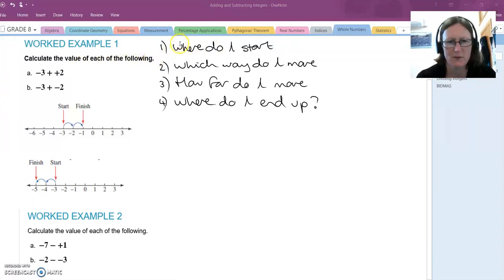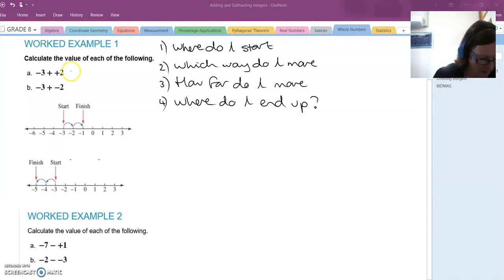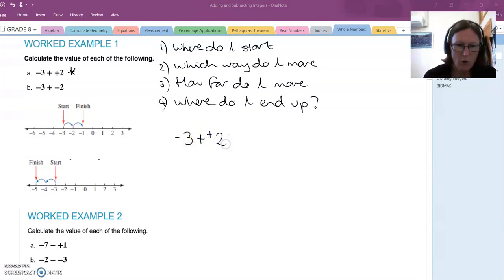So we say to ourselves, and I'll explain by way of an example in a minute: where do I start? Which way do I move? How far do I move? And then where do I end up? So this example here, we've got -3, we are adding +2. Where do I start? This is where we start. So on our number line, we start here at -3.